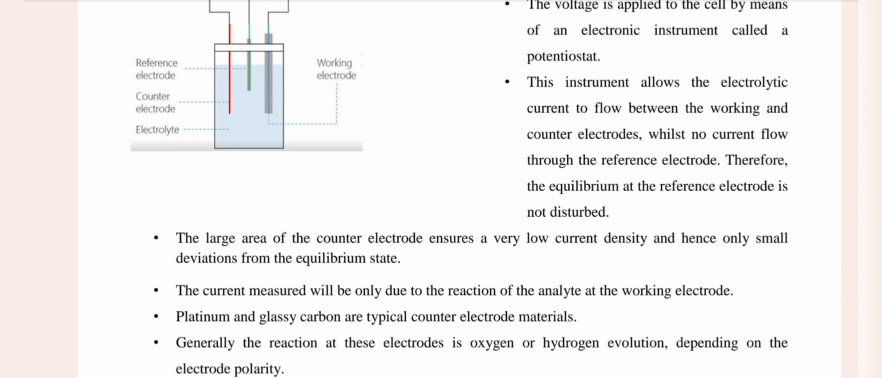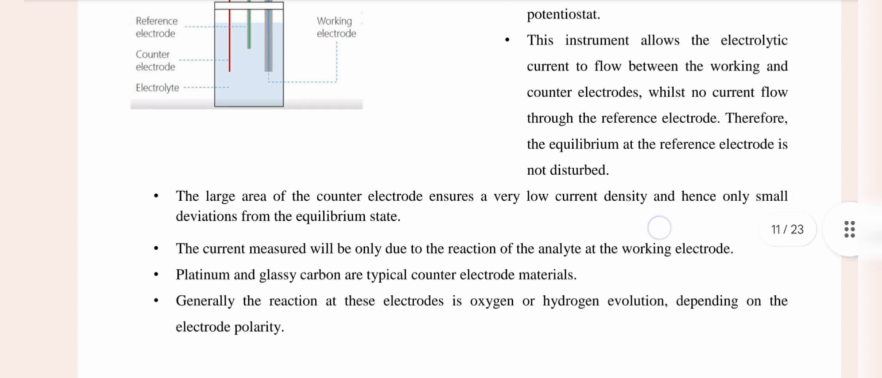Here platinum and carbon, such as glassy carbon, can be used as typical counter electrode materials. Generally at the counter electrode, the reaction is oxygen evolution or hydrogen evolution.